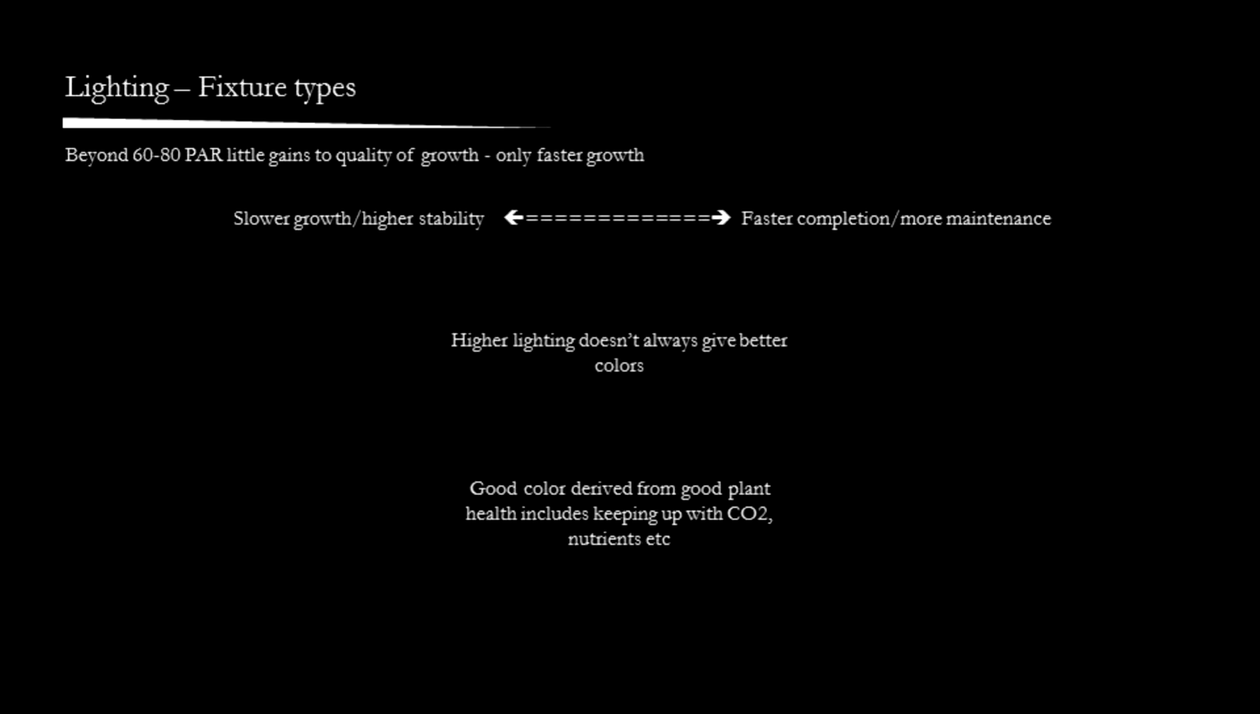Next, lighting alone doesn't always give better colors. So for example, it doesn't always make red plants redder. The other factors have to be in place as well, such as your fertilization as well as good CO2 levels. And of course, if you want to display red plants, you need a light that has a good amount of red in the spectrum to reflect the colors of the plants.